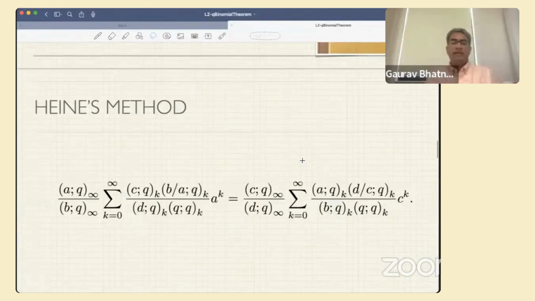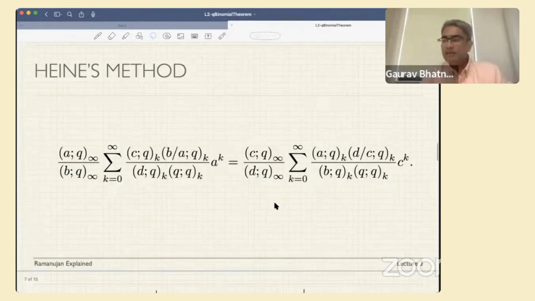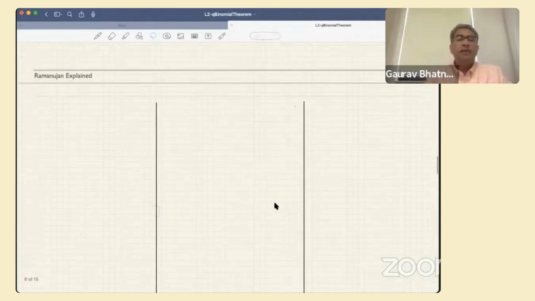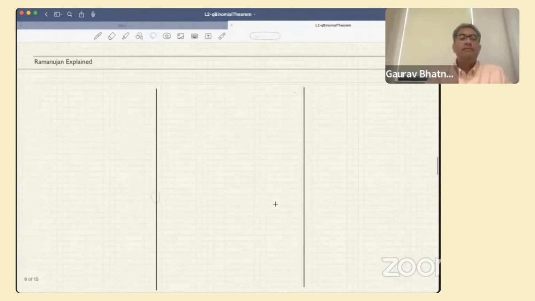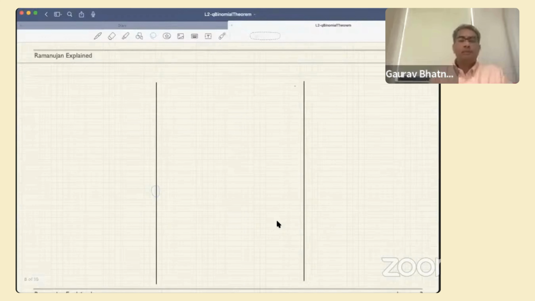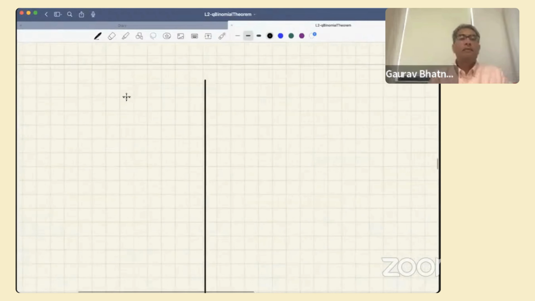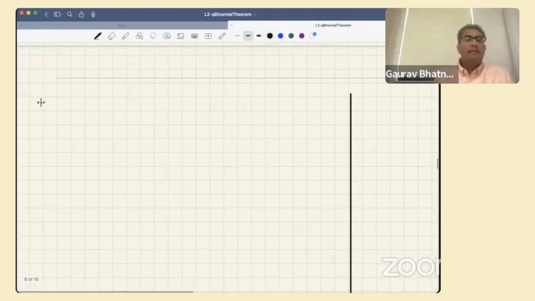So this is the target identity. It's a transformation formula and it's quite symmetric. And this is from Ramanujan's notebooks, Entry 6. So just recall, let me begin from here. Recall, this is what we did last time in lecture 2.